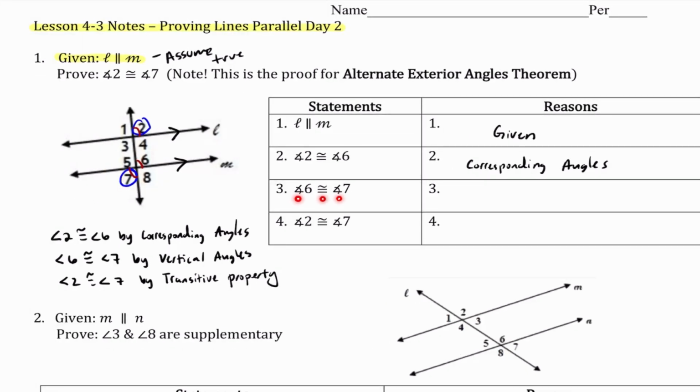Number 3, angle 6 is congruent to angle 7. Here's angle 6. Here's angle 7. We said that these two angles are congruent to each other by vertical angles.